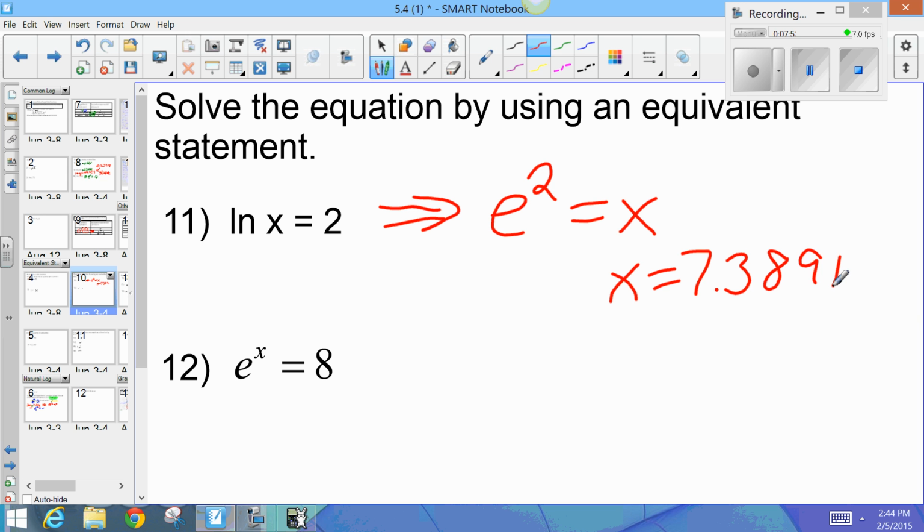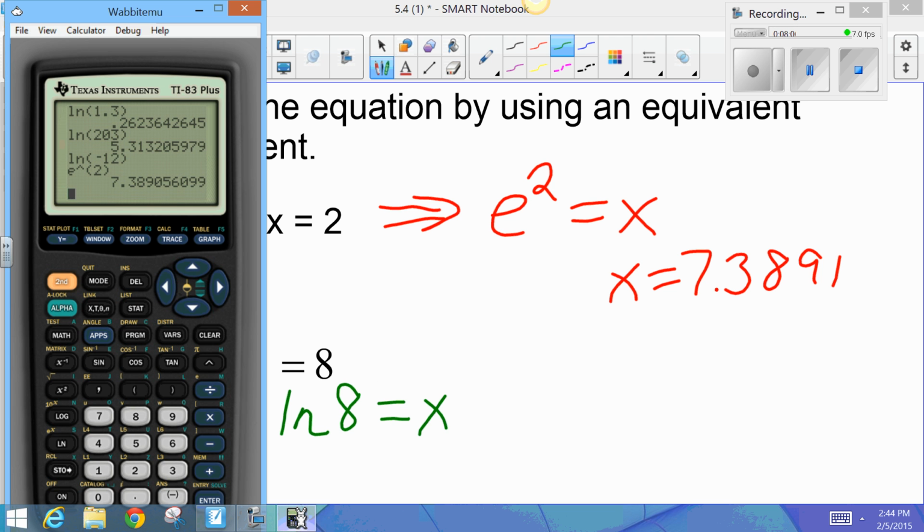Problem number 12. e to the power of x equals 8. That's saying that the natural log of 8 equals x. Well, this one definitely can be solved on the calculator. Natural log of 8. So x equals 2.0794.